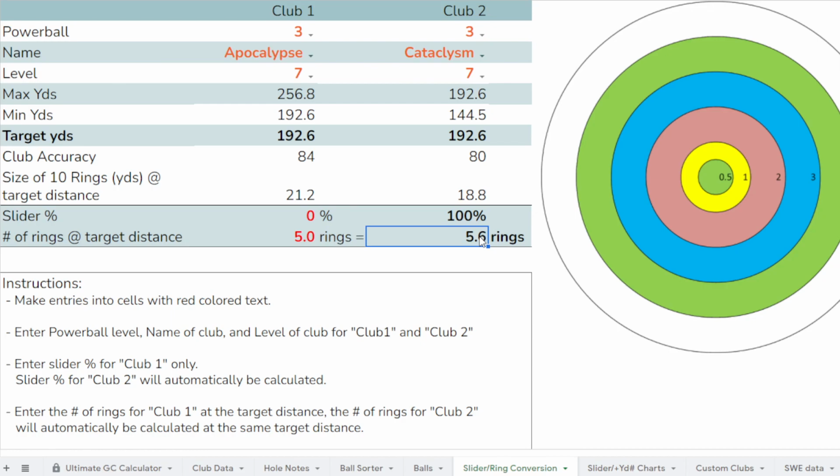So if you're doing a transition shot, you can figure out the math or the conversion factor to work out how many more rings to pull. So these are 3 ways to make use of this calculator, a new feature for Ultimate Golf Clash Calculator version 10.4.